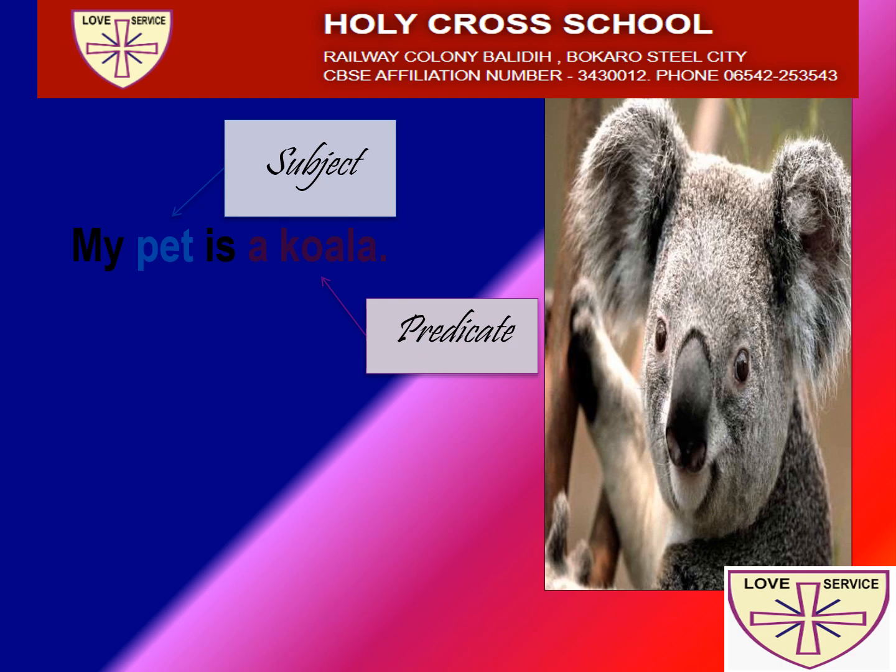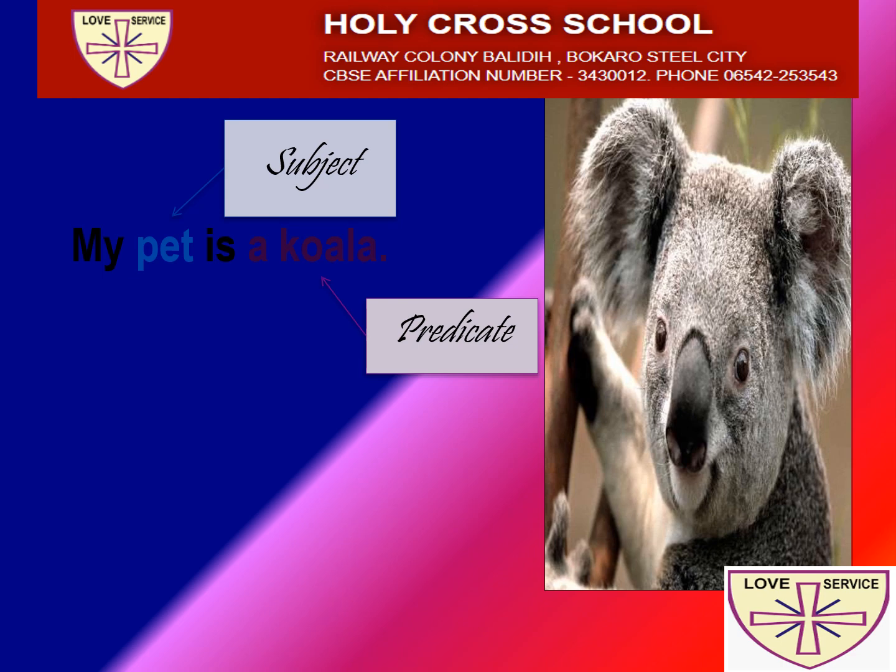A sentence is divided into two parts, subject and predicate. So what is a subject? The subject tells us about the sentence. For example, in this example, my pet is a koala. My pet is the subject because the sentence is about my pet.